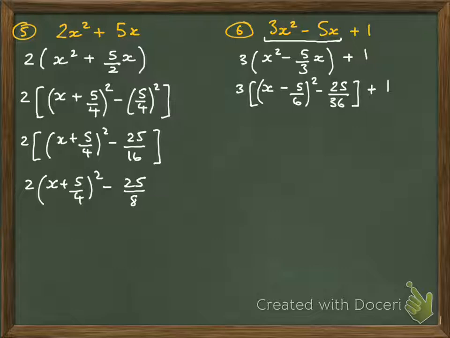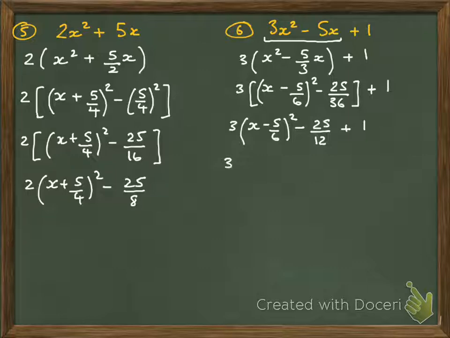So now if I multiply up my squared bracket, I have 3 lots of x minus 5 over 6 squared, take away 25 over 36 multiplied by the 3, so the 3 and the 36 will cancel, leaving me with 25 over 12. And then don't forget, I've still got that add 1 that was outside the bracket. So now I'm going to add together negative 25 over 12 plus 1.